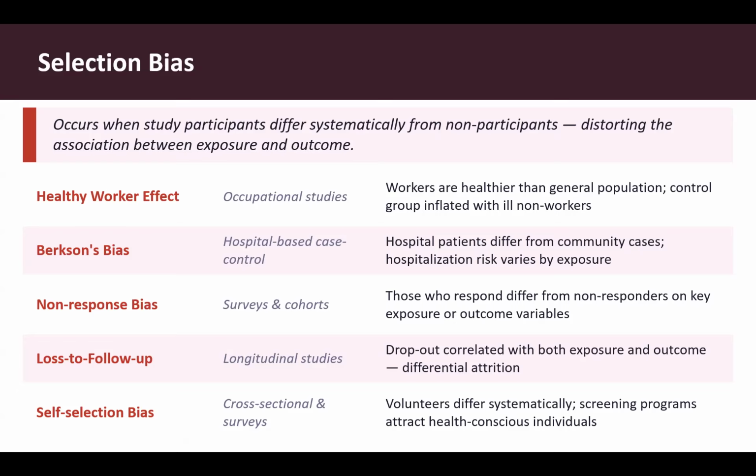Then we have non-response bias in surveys and cohorts. Those who respond differ from non-responders on key exposure or outcome variables. Loss to follow-up in longitudinal studies: dropout correlated with both exposure and outcome leads to differential attrition. Self-selection bias, in cross-sectional studies and surveys: volunteers differ systematically. Screening programs attract health-conscious individuals. It is also known as volunteer bias.